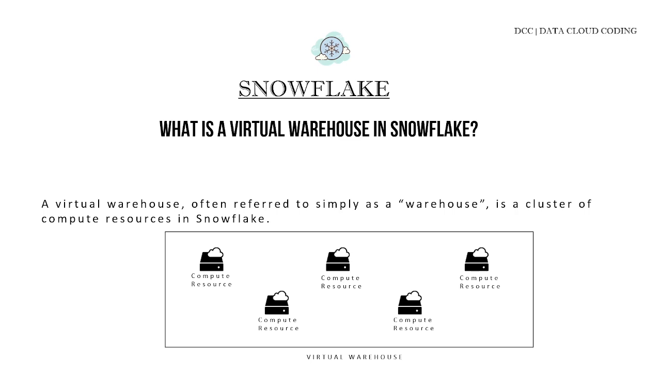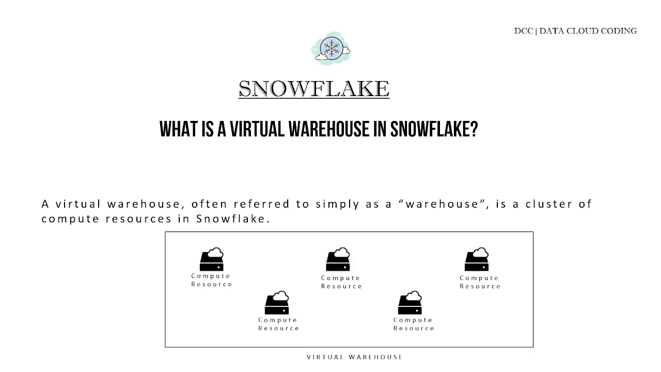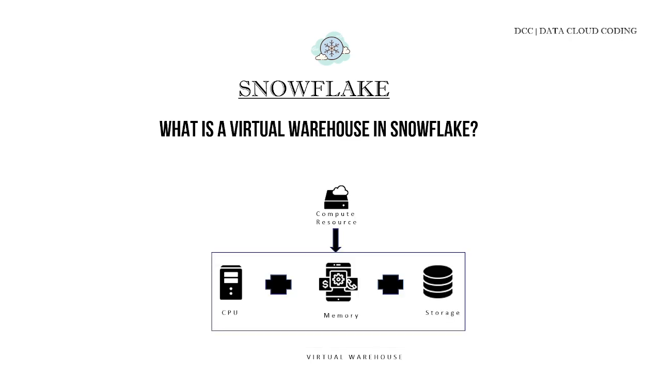Now you might be wondering, what are compute resources? A compute resource is a combination of CPU, memory, and storage, temporary storage to be precise. So these three things, the CPU, the memory, and the storage, when combined together, make up the compute resources. Now, this definition would be a little bit more clear. A cluster of compute resources is defined as a virtual warehouse in Snowflake, and a compute resource is a combination of CPU, memory, and some temporary storage.